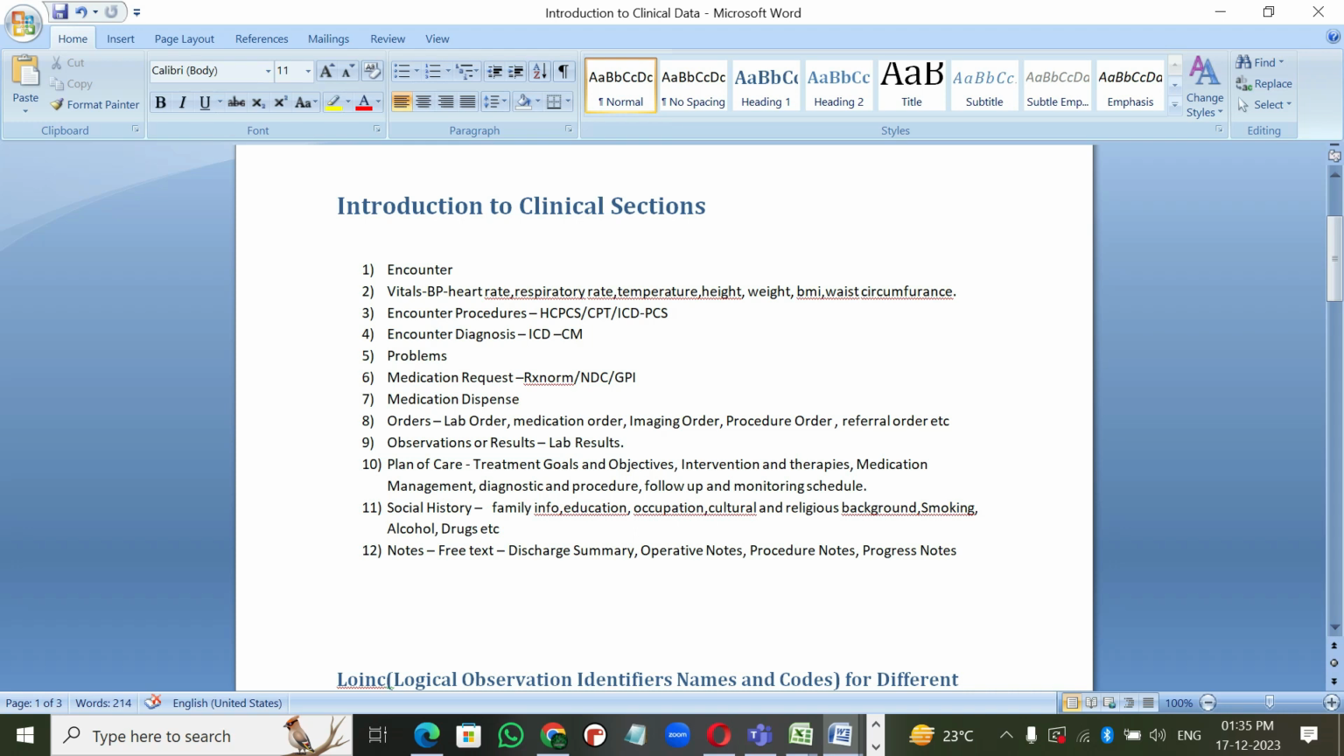Orders. There are several types of orders, guys, but the most famous ones that we will deal with are lab orders, medication orders, imaging orders, procedure orders, referral orders, etc. So it's quite self-explanatory. A lab order is when you want to order some kind of blood test or any test, you put a lab order in the EHR system, and somebody from the laboratory gets the order and comes to pick up the specimen.